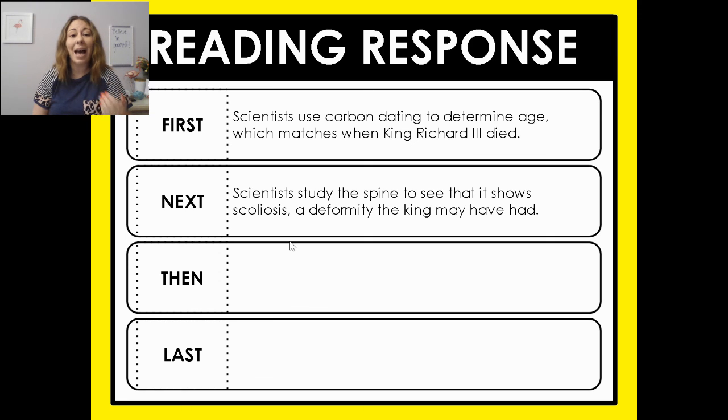So what did they do after they had the carbon dating and after they studied the spine? There were 2 big things that they still did. There's actually 3, but you can pick 2. 2 more things that they did to match the skeleton and prove that it's King Richard III.